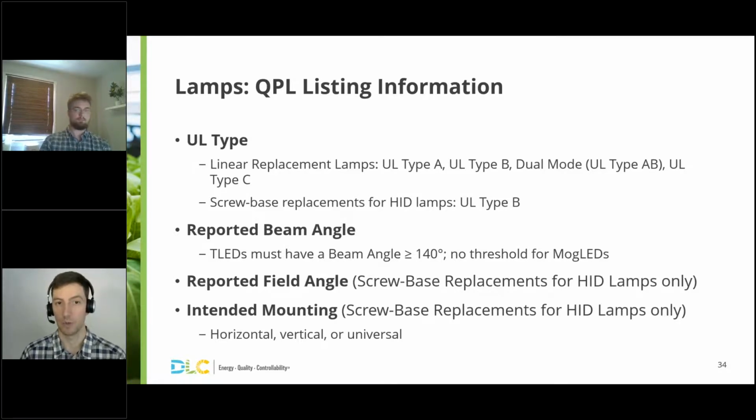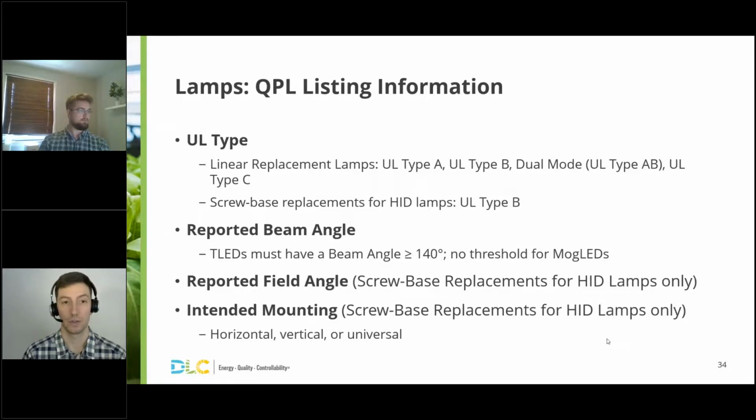Both lamps must report the beam angle, but remember that TLEDs do have a minimum threshold. They must have a beam angle of greater than or equal to 140 degrees. There's no threshold on beam angle for MOGLED, so it's just a reporting requirement there. MOGLEDs have those two additional reporting requirements as well. They must report the field angle as well as the intended mounting position. And there are three options for the intended mounting position: horizontal, vertical, and universal.